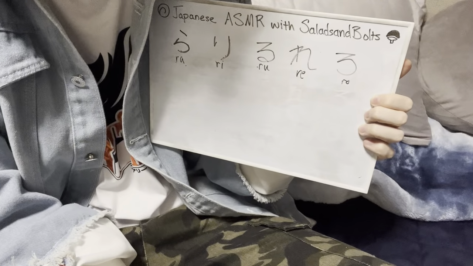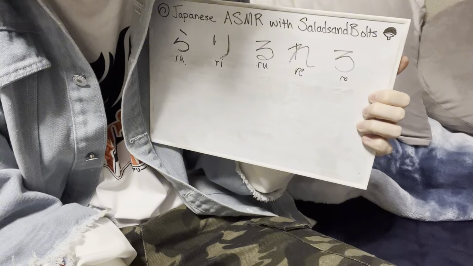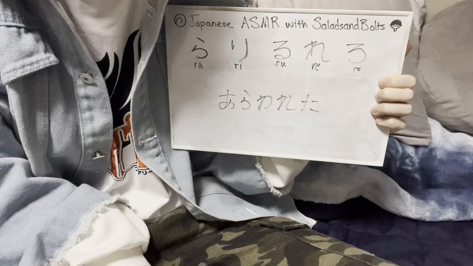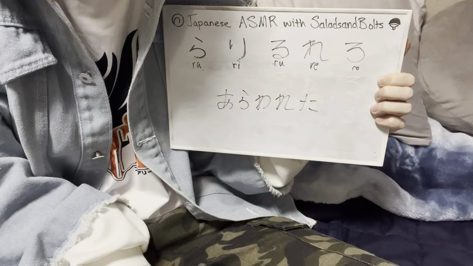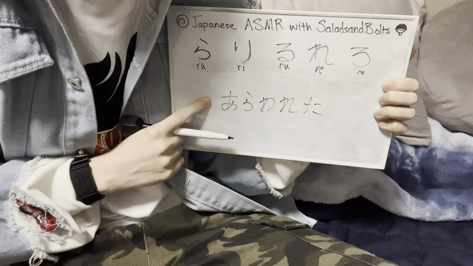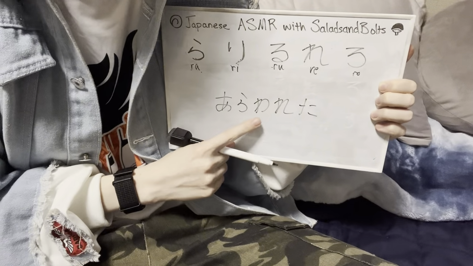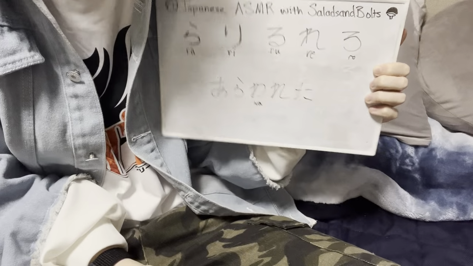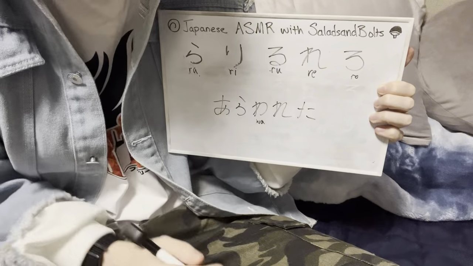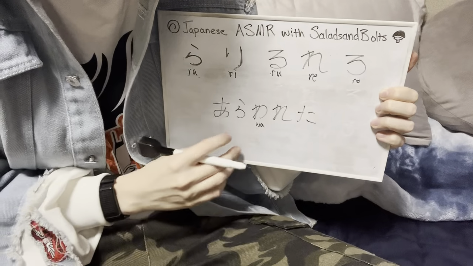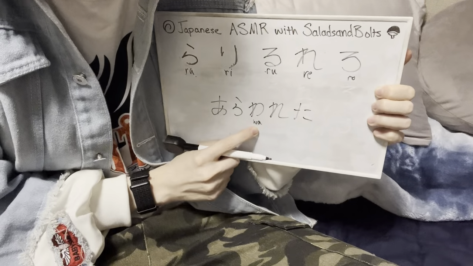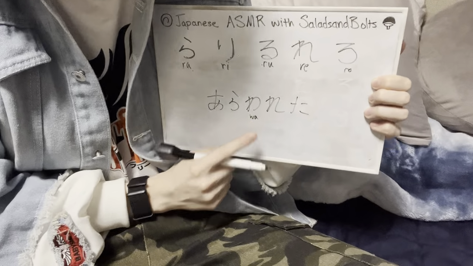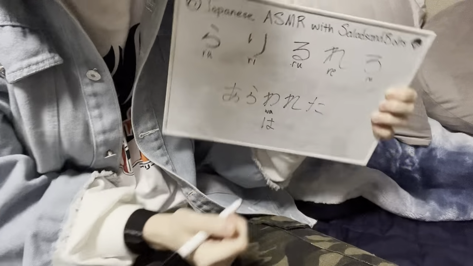Okay. Next, you have... This is a little bit more difficult of a word, so don't get too wrapped up in it, but just do your best. Ra, and you don't know this one yet, but it's wa. So remember how I said ha can be pronounced as wa in a sentence, but this is the real way to write a normal sounding wa when it's not a particle.